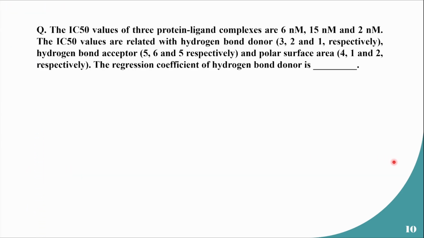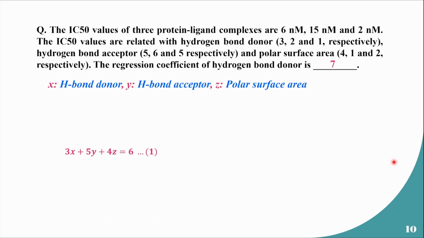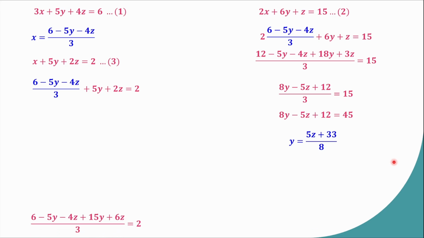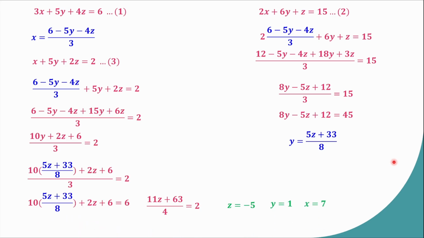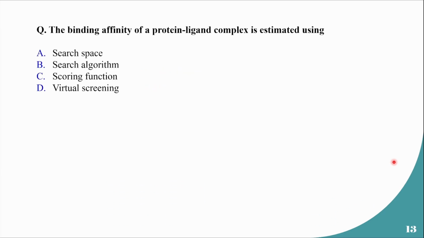So yeah, we talked about these, and then we talked about how we could probably represent the experimental affinity values such as IC50, etc., in terms of different parameters. For example, as a simple example, we had hydrogen bond donor, hydrogen bond acceptor, and polar surface area, etc. We could basically form equations, and then calculate the value of the variables, which would give us the overall value, which could basically solve the problem.